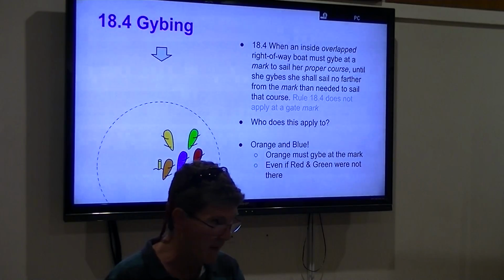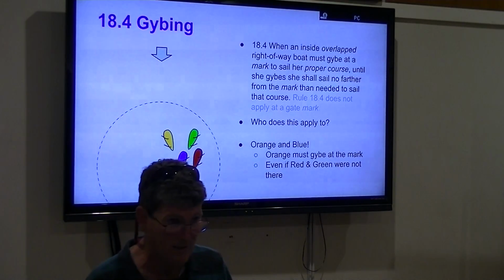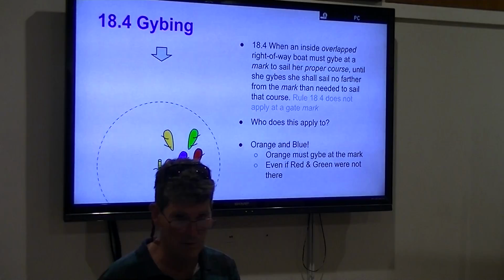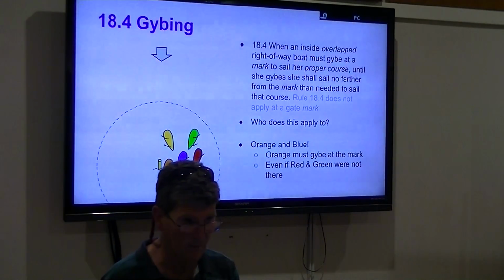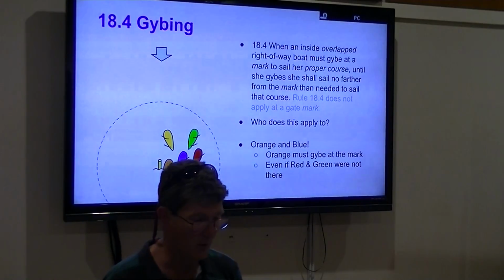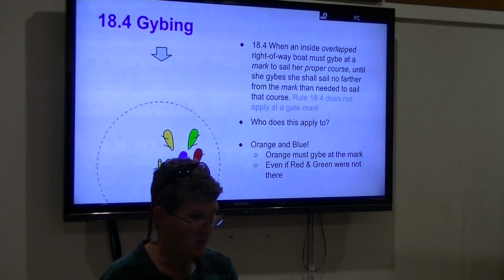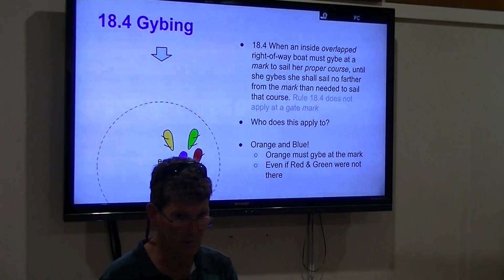If they don't round that mark close, if they mess their drop up, for instance, and they sail another 50 yards past the mark and take red with them, then they've broken 18.4. So if you're coming in on port on an inside overlap, you have to make sure you do a nice tight rounding. Yes, you're entitled to mark room, but it's got to be a nice tight rounding.